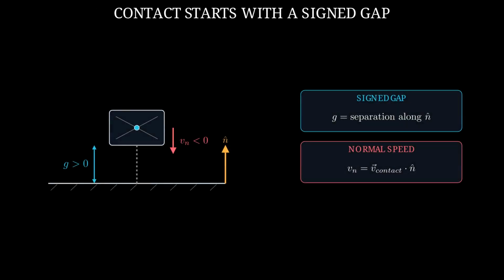Contact begins with geometry, not with a guessed upward force. The signed gap, called G, measures separation along the floor normal. A positive gap means separation. A zero gap means touching. The normal component of the contact point velocity tells us whether that gap is closing or opening.